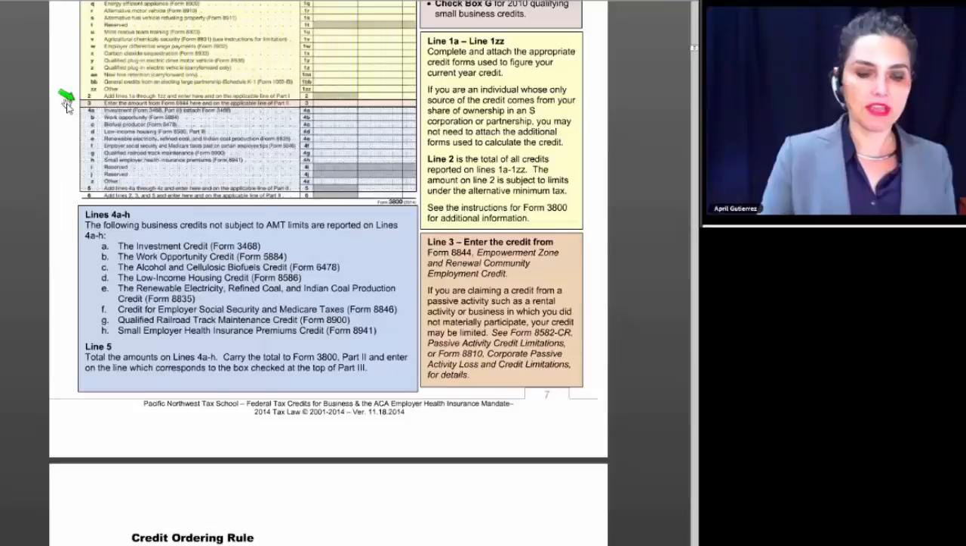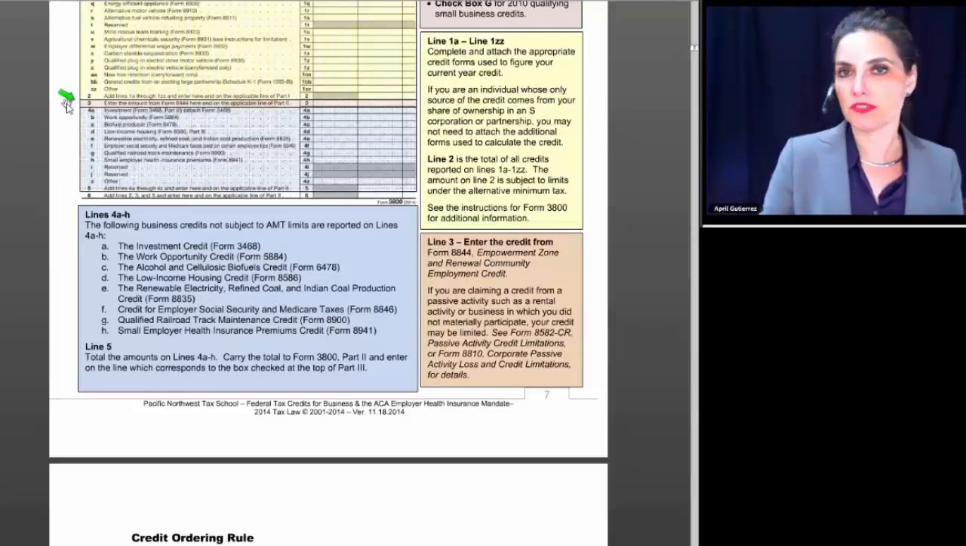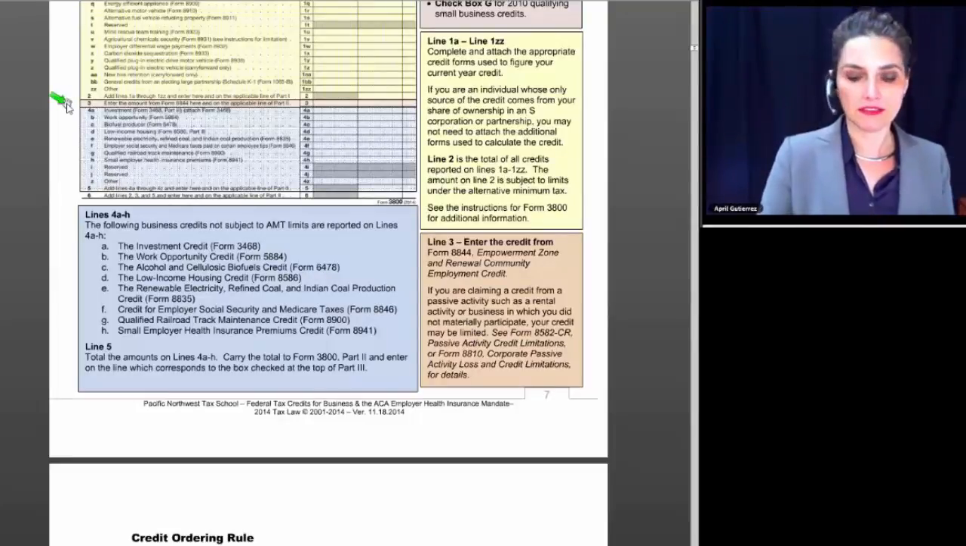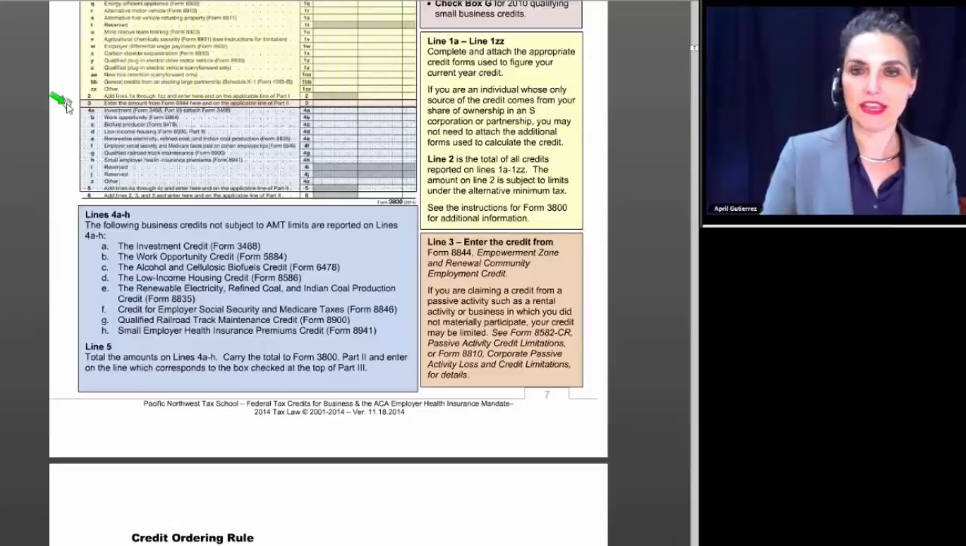If you are claiming a credit from a passive activity such as a rental activity or a business in which you did not materially participate, your credit may be limited by the passive activity loss limits. If your credit is limited because of those passive activity loss limits, you're going to have to fill out 8582-CR to determine what your limitations are.